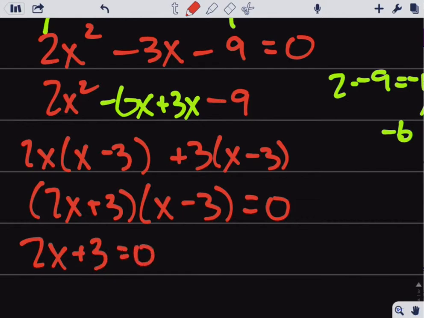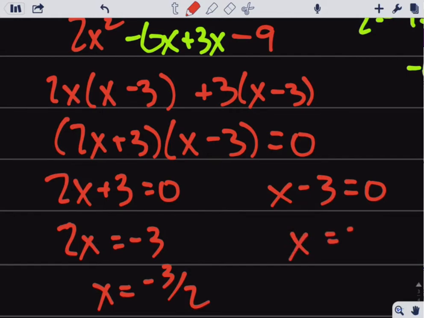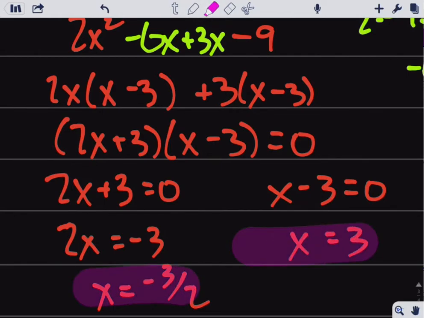Take each piece, set it equal to 0. And so I get 2x equals -3, x equals -3/2, or x is equal to 3. And those are your answers for those problems. We'll take the other type of problems in the next video for part 2 of 5.8.